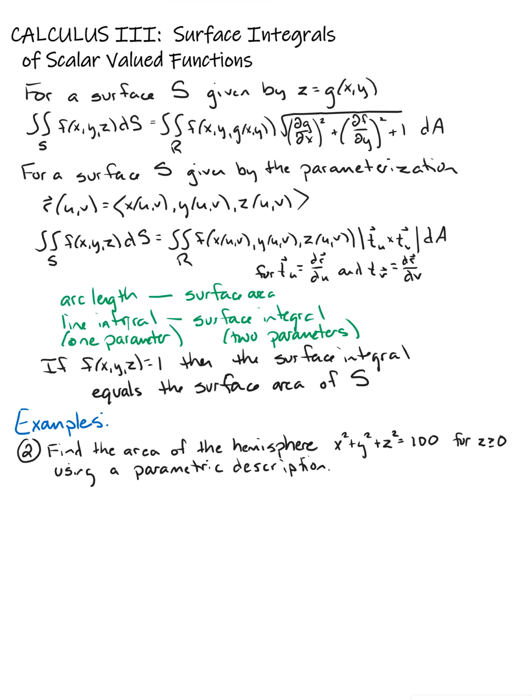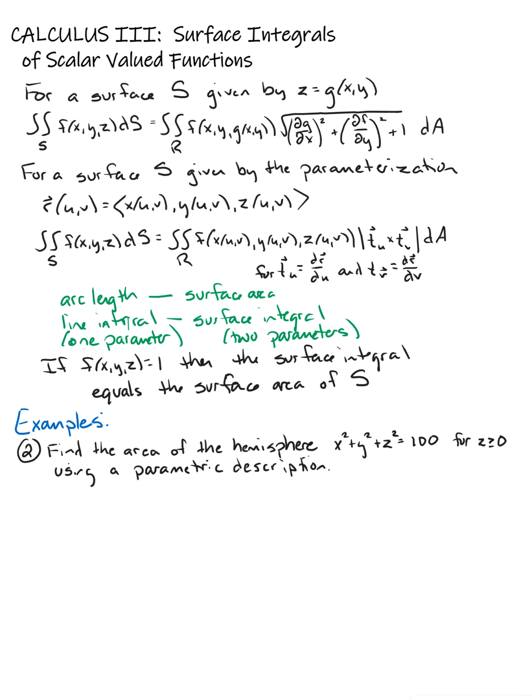I want to go over another example of evaluating a surface integral on a scalar valued function. So we want to find the area of the hemisphere x squared plus y squared plus z squared is equal to 100 for z greater than or equal to 0. And we're going to use a parametric description for this. Using a parametric description, we're going to rewrite our function in terms of the parameters u and v, and then we'll use this double integral here to evaluate that.